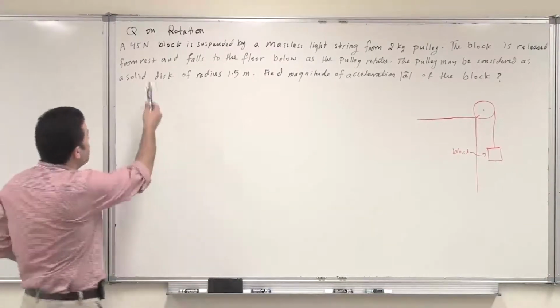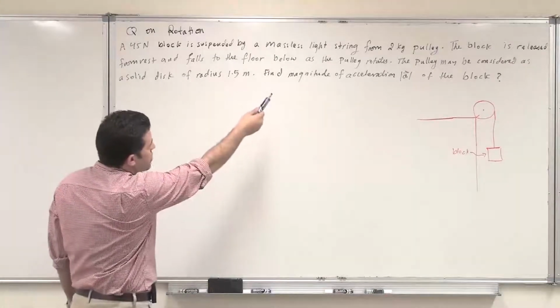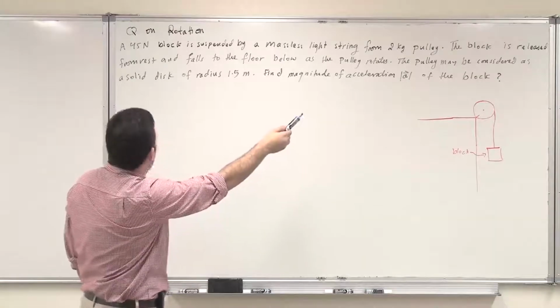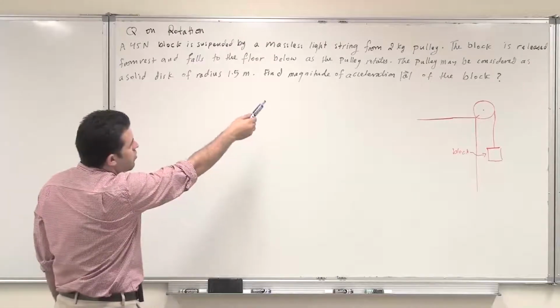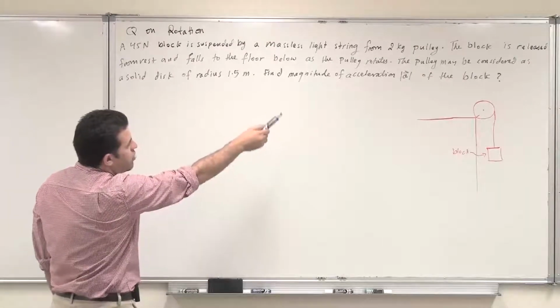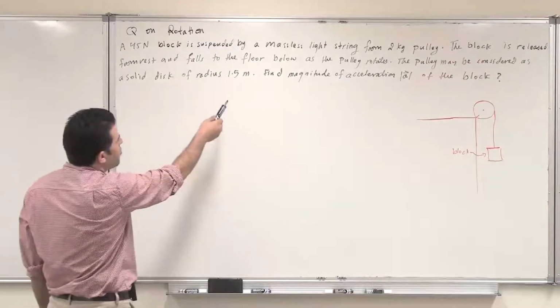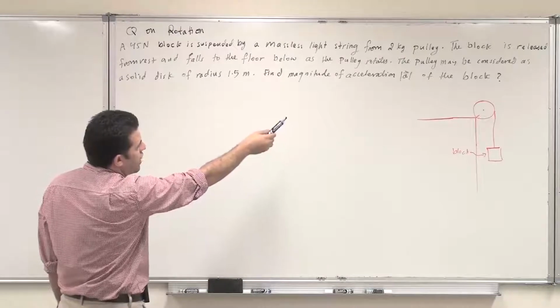This is a question on rotation. It reads: a 45 Newton block is suspended by a massless light string from a 2 kilogram pulley. The block is released from rest and falls to the floor below as the pulley rotates. The pulley may be considered as a solid disk of radius 1.5 meters. Find the magnitude of acceleration a of the block.